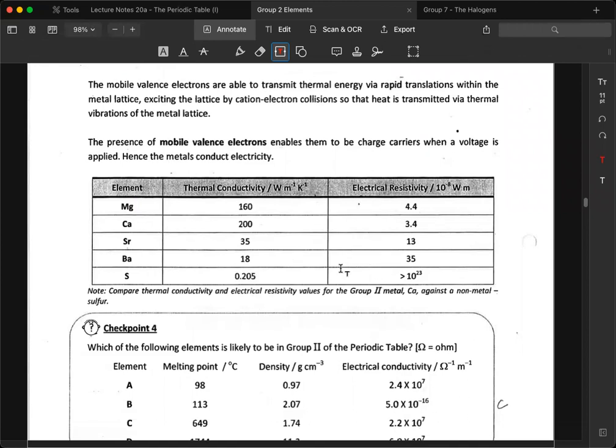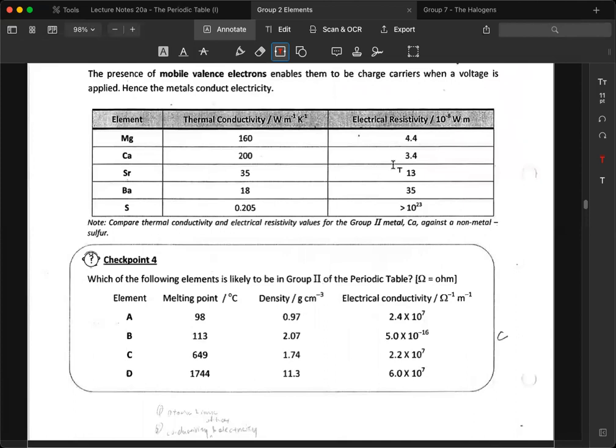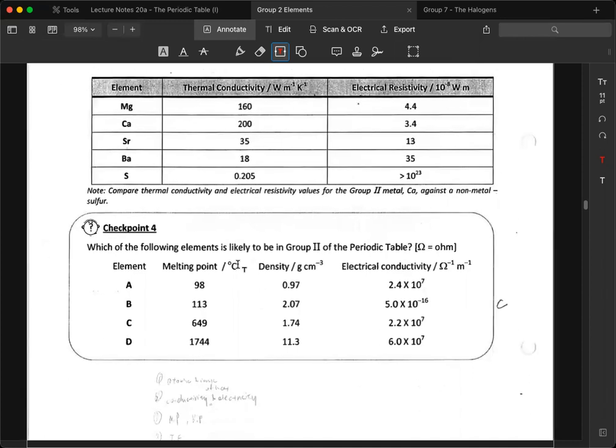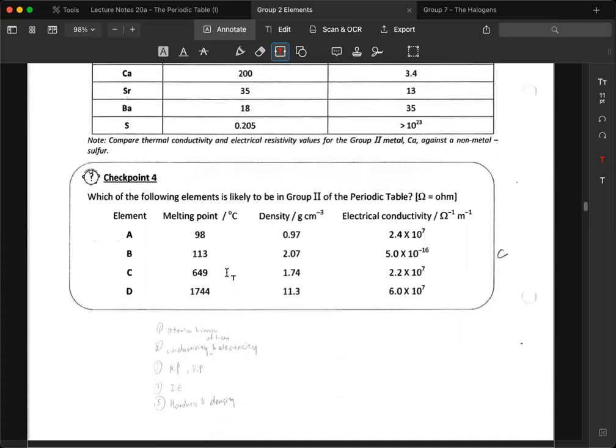So these are the data. And resistivity decreases because of the increased number of electrons with the charge density. So we can do this at our own time.